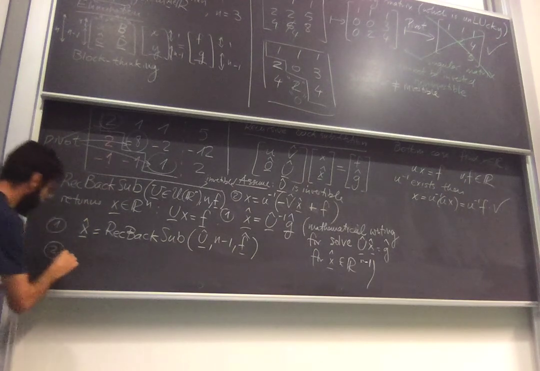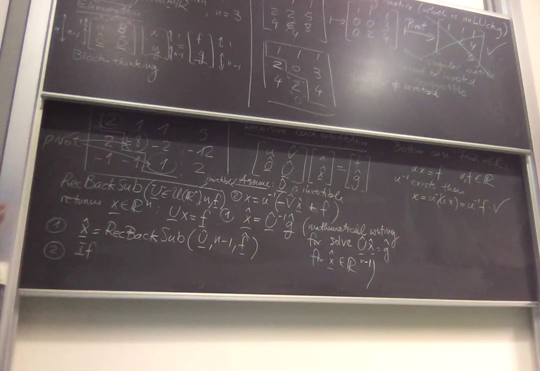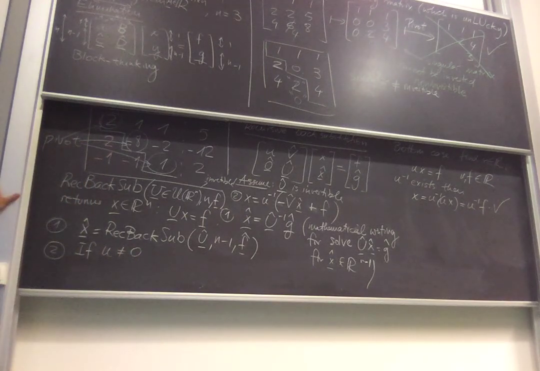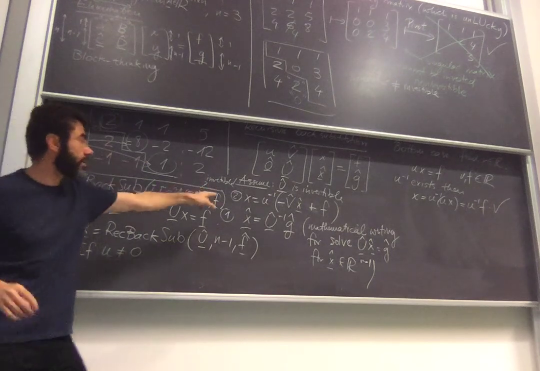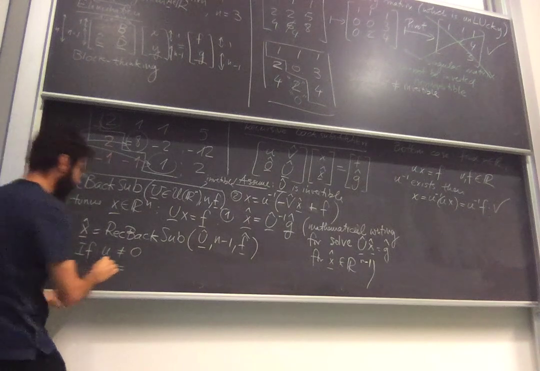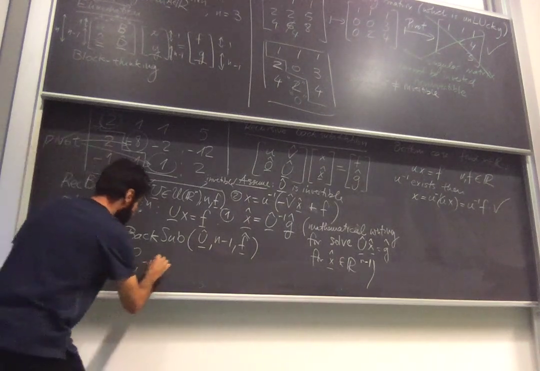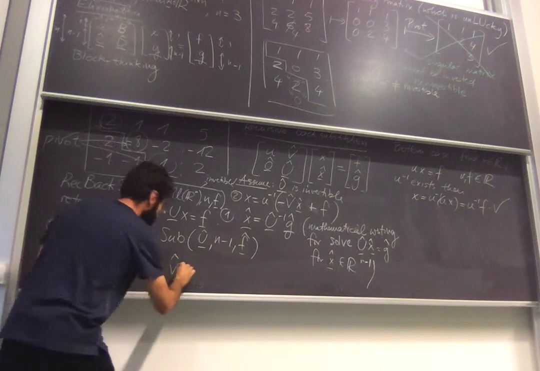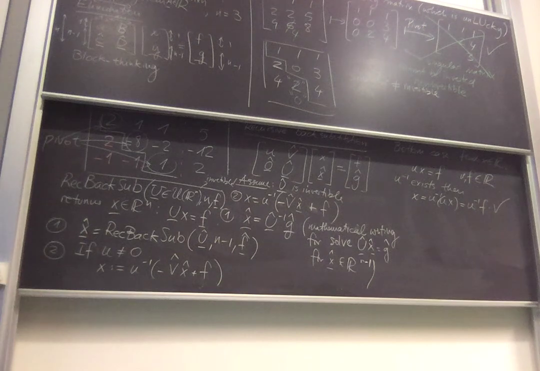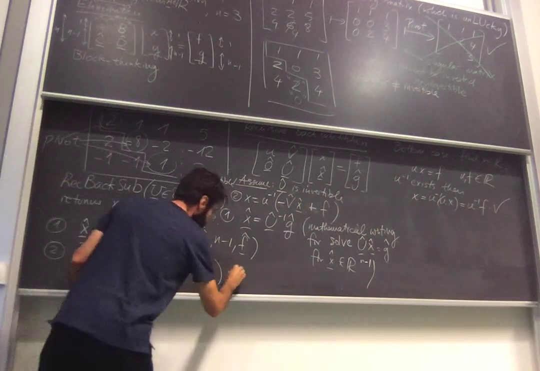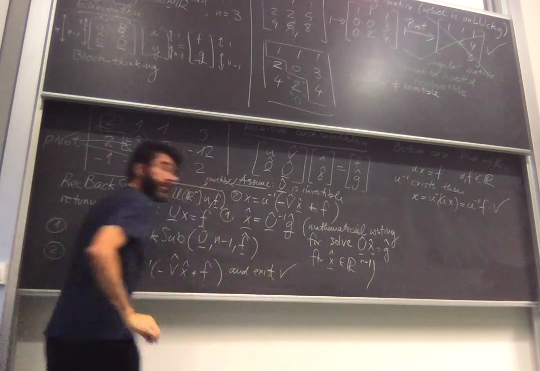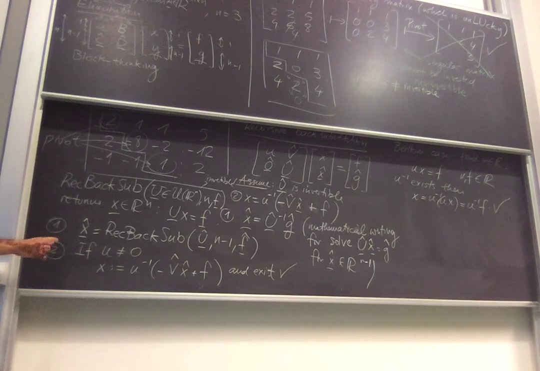Is if, here's the if loop, right? If U is different than 0, then I do the inversion here, okay? Then define x to be U minus 1 minus b hat x hat plus, and return, exit. Successfully, else fail.